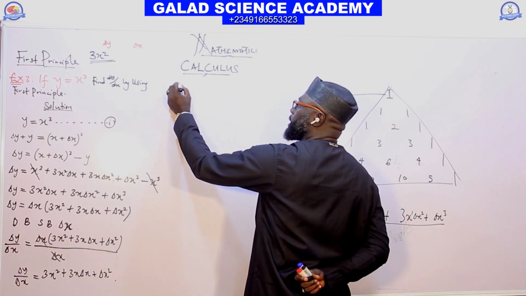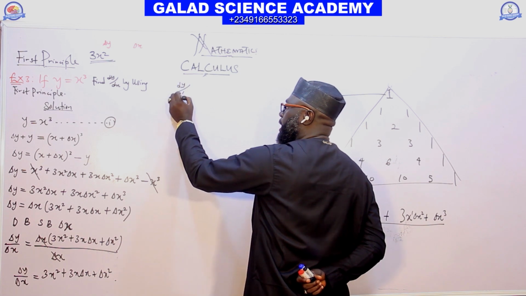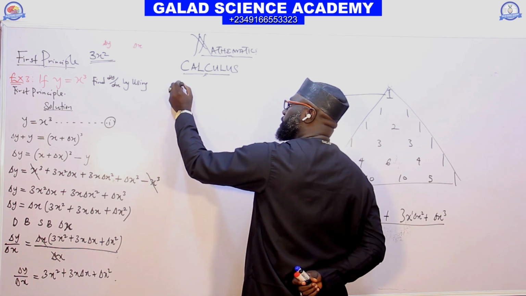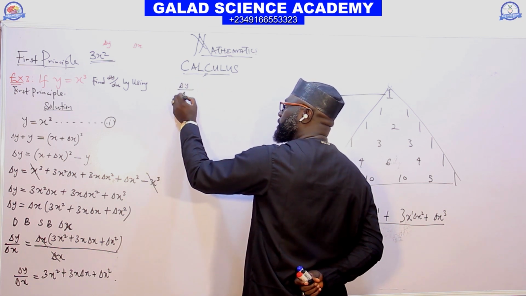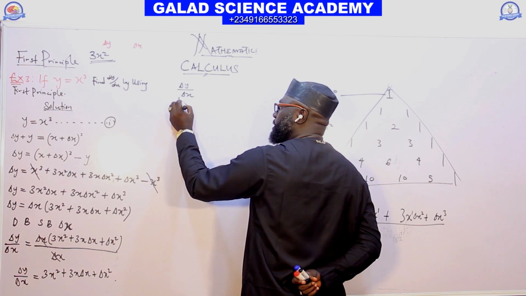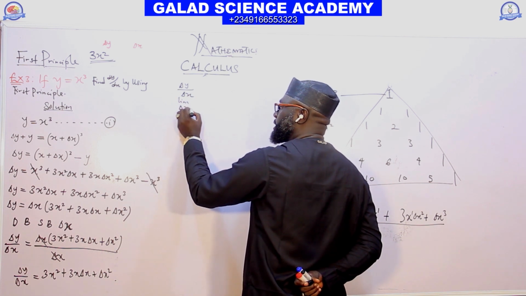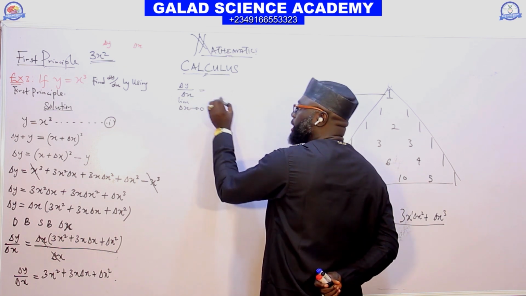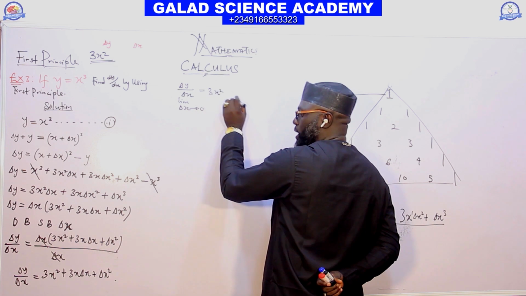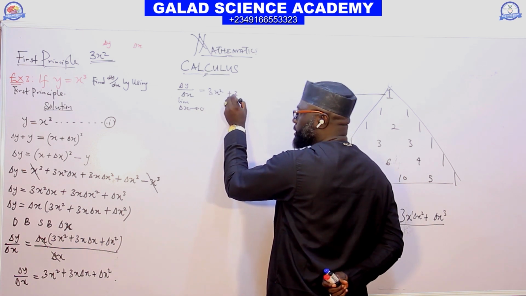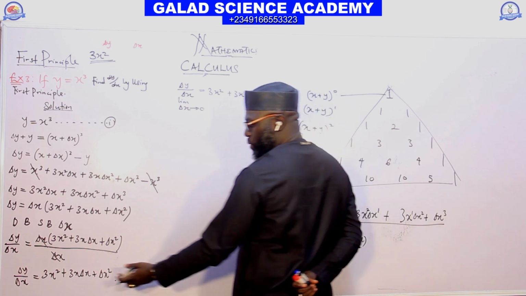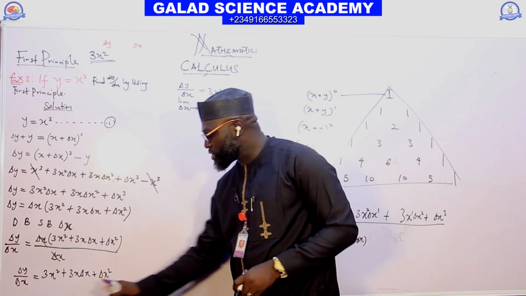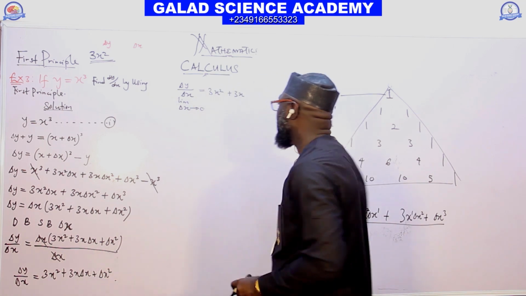I say what? The y, the x, or you can write change in y over change in x, limit that change in x tends to 0. So you now have 3x squared plus 3x change in x. We are doing that limit, so whenever you see change in x, you put 0 there. That's the meaning.